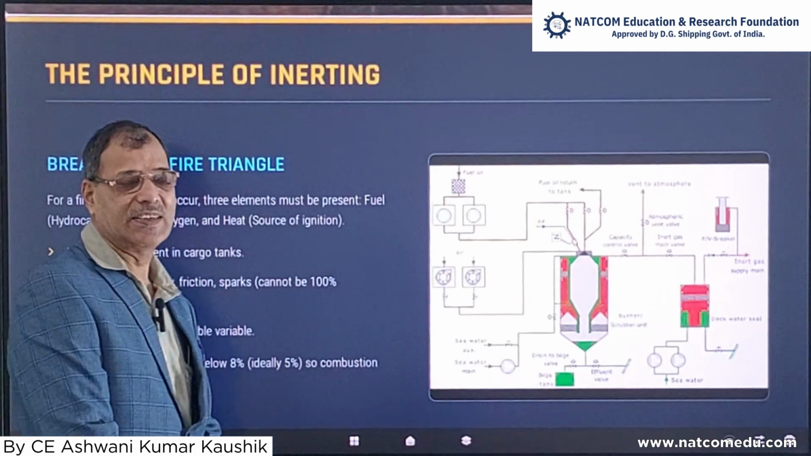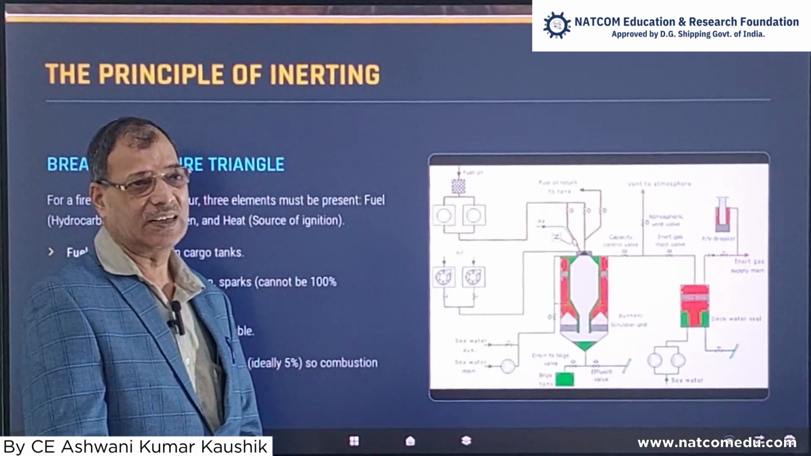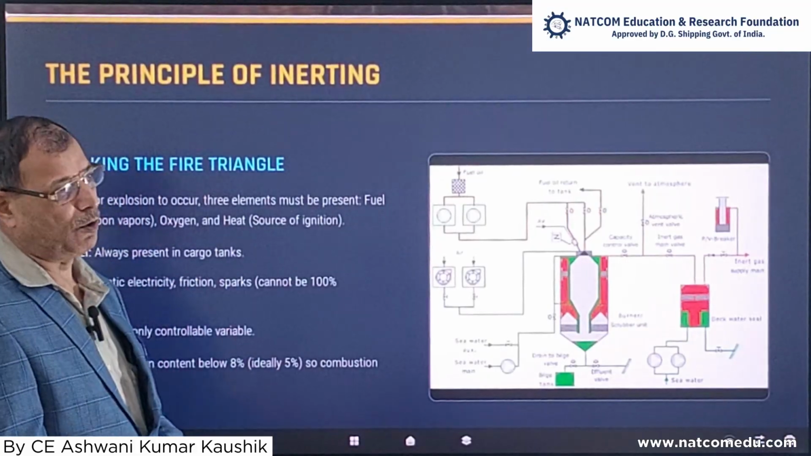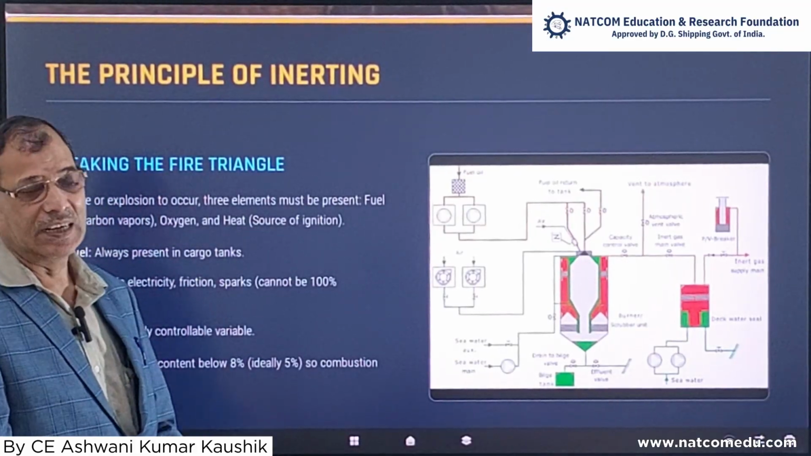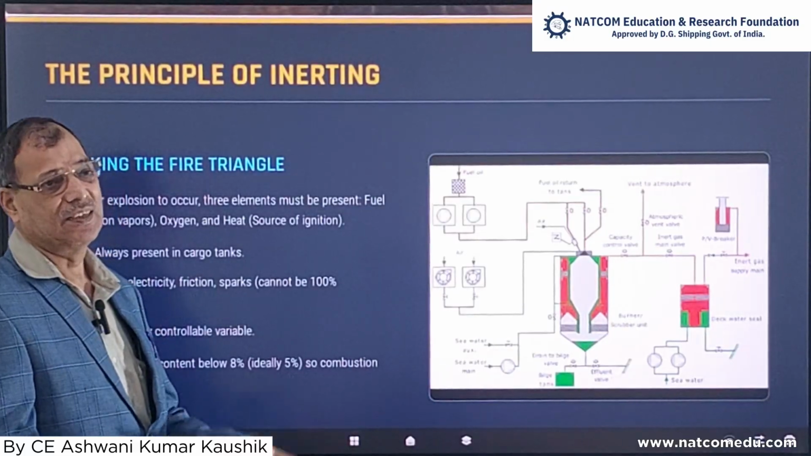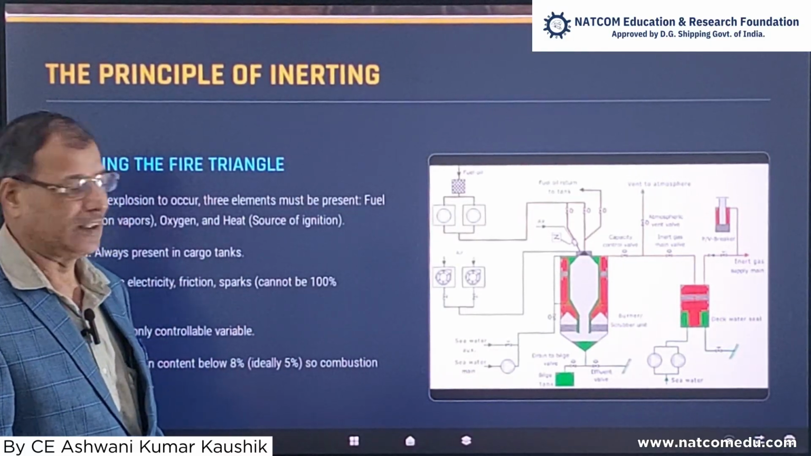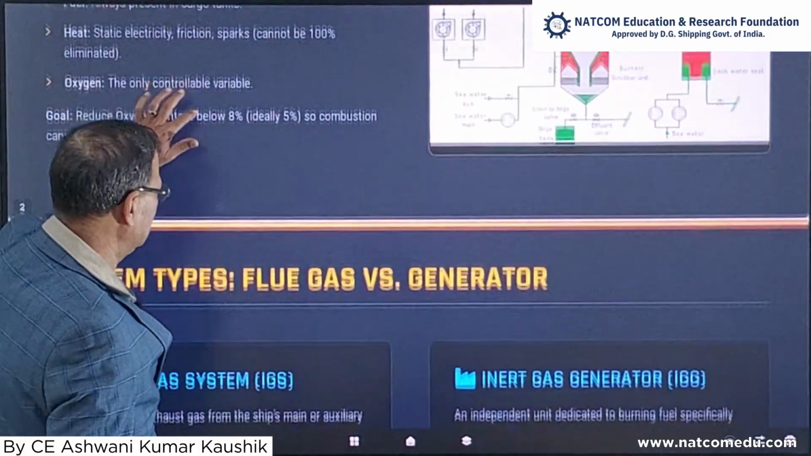So when the IG system is running, we are actually setting less than 5% oxygen, delivered from the IGG system or IGA system. After that it enters the deck seal, then enters the cargo tanks. Next.